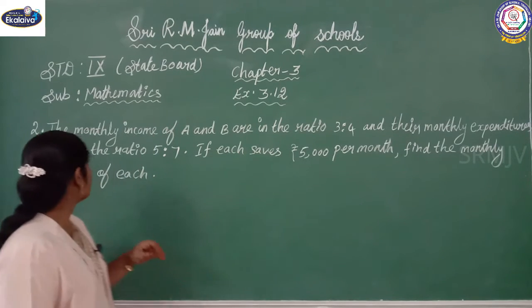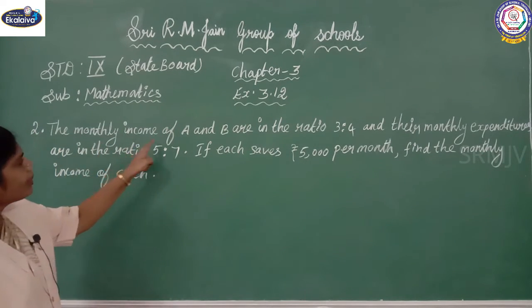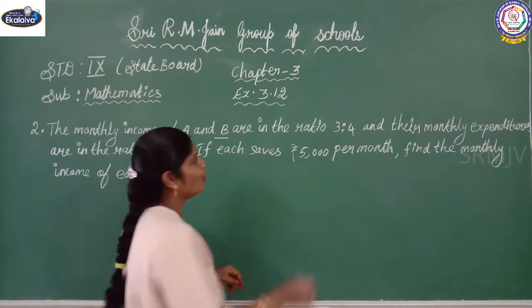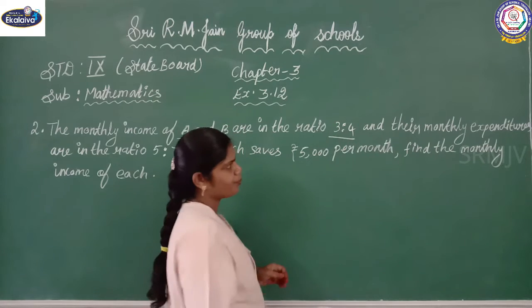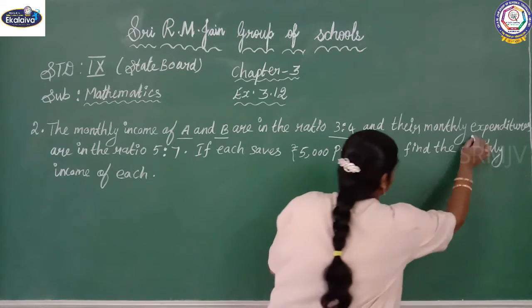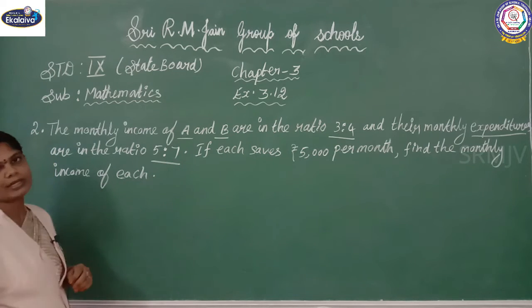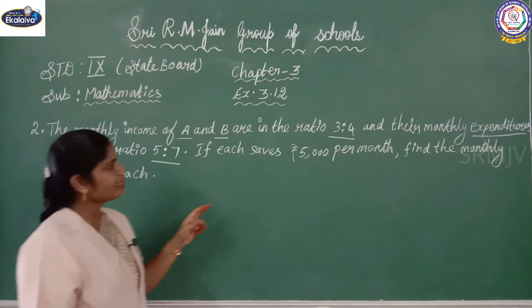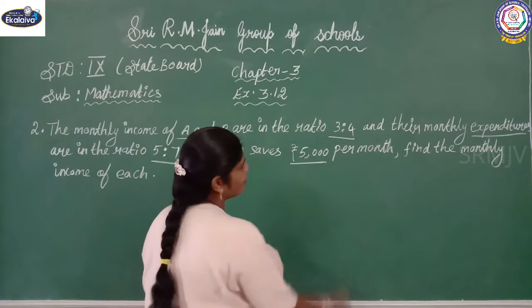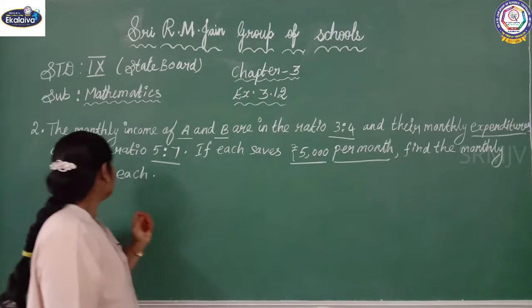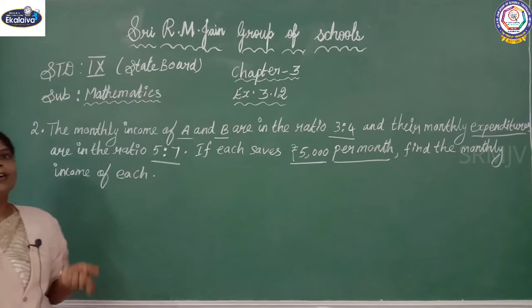The next question is: the monthly incomes of A and B are in the ratio 3:4 and their monthly expenditures are in the ratio 5:7. If each saves rupees 5,000 per month, find the monthly income of each.